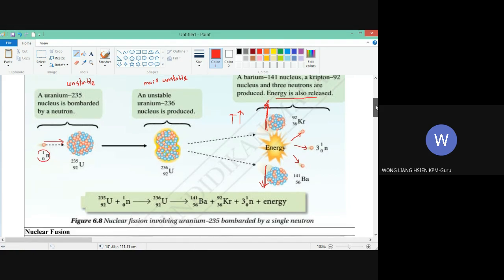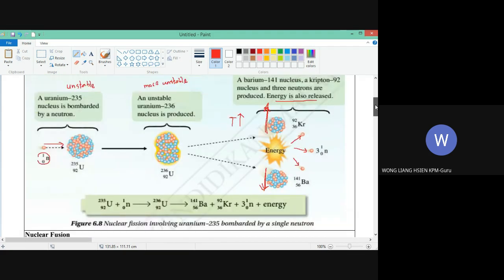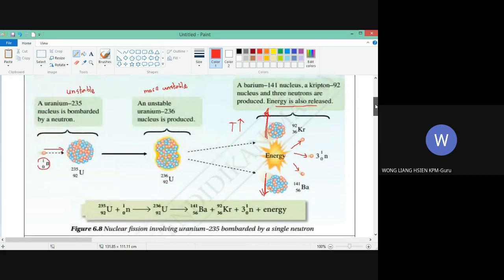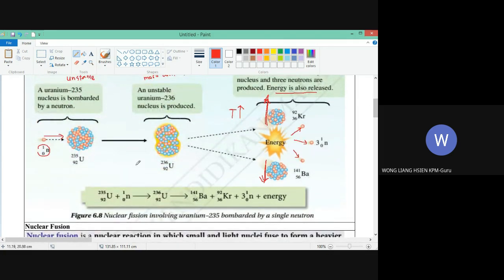All right. Okay, this is nuclear fission. So let's look at the nuclear equation. This is called the nuclear equation because this shows the reaction that happened in the nucleus. That is why it's called the nuclear equation.